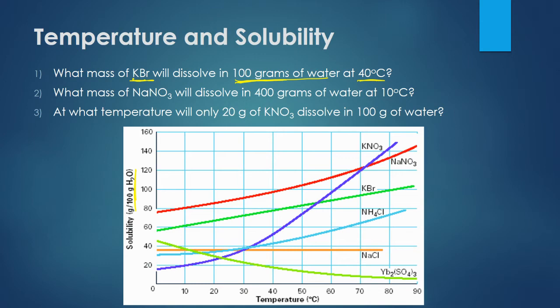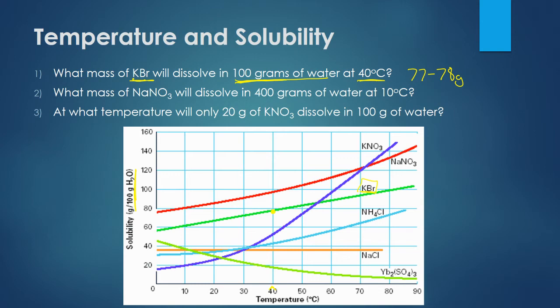So we're looking for KBr. KBr is this green line right here, this green curve. We are then looking at 40 degrees Celsius. So find 40 degrees and where it hits the green curve, which is at this point right here, slightly below the 80 grams. And so it's going to be between 77 and 78 grams where that point is hitting.